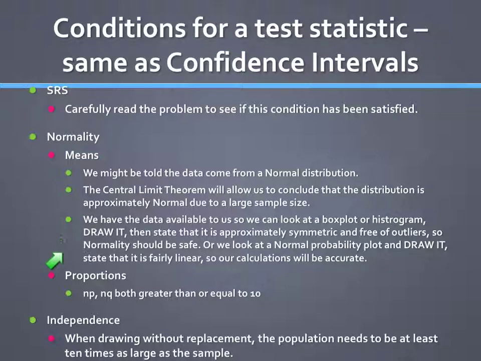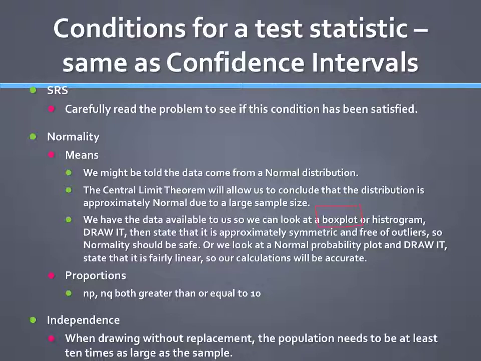When we're looking at means, we have several different ways to assess whether or not our normal calculations will be accurate. Central limit theorem, we might be told that the normal distribution occurs, or we might look at a box plot or a histogram in order to determine whether or not we have symmetry and we are free of outliers. I want to stress that you should draw any plot that you look at. Typically, you're going to want to use a box plot instead of a histogram. Some of you on your last quiz used a histogram and it may have looked a little funny because we only had, say, 10 data points.